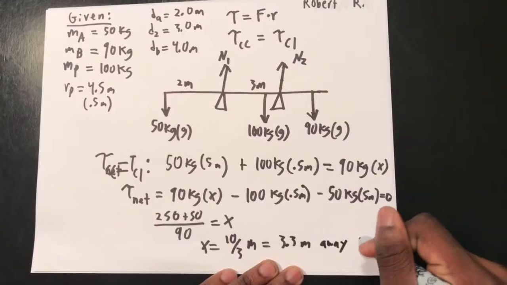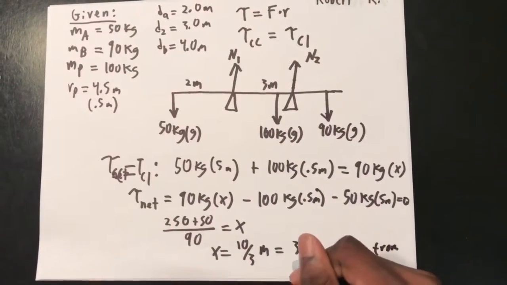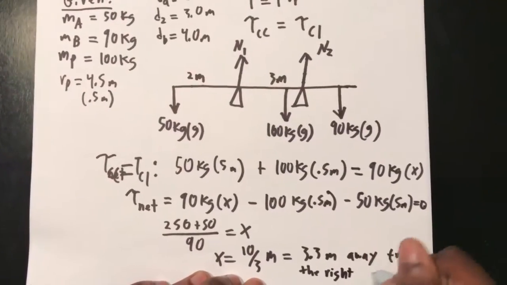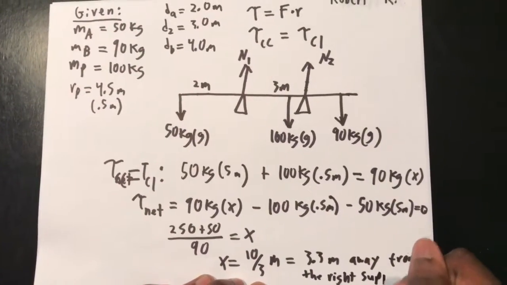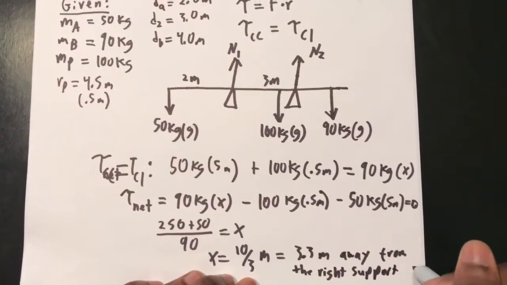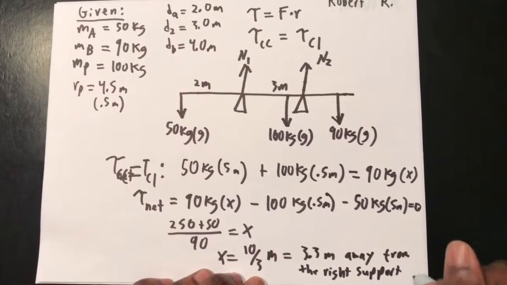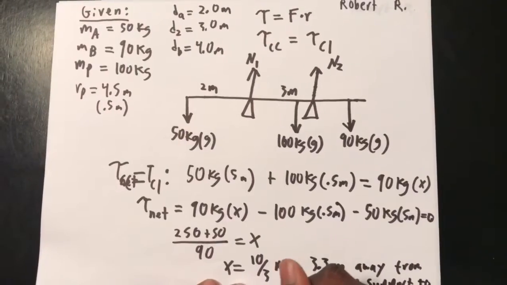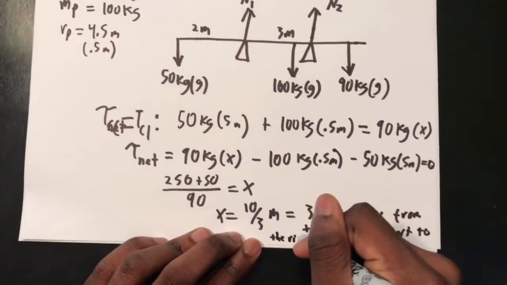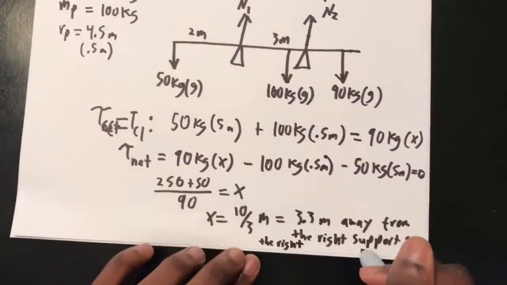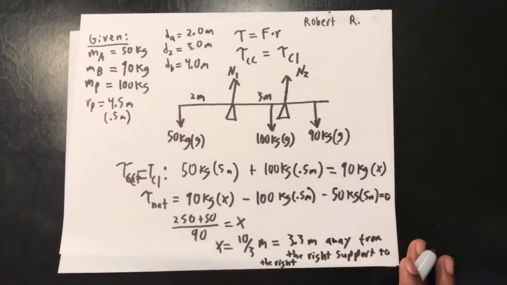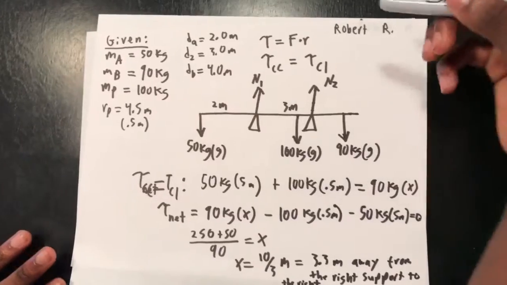away from the right support. 3.3 meters away from the right support to the right. And so that right there is how we took the forces.